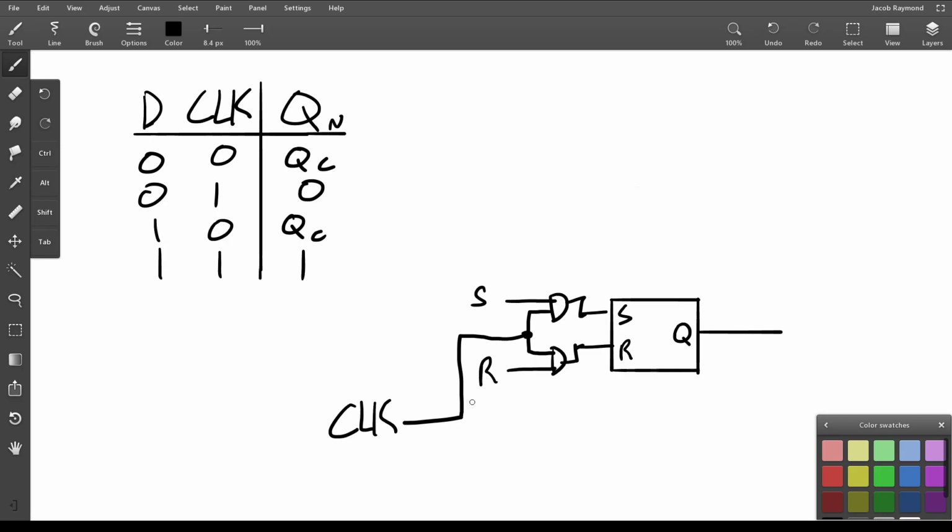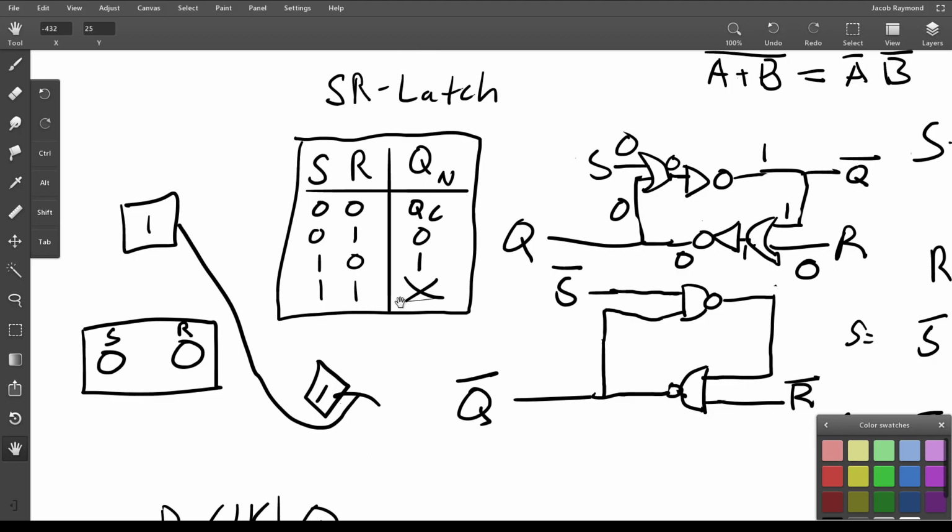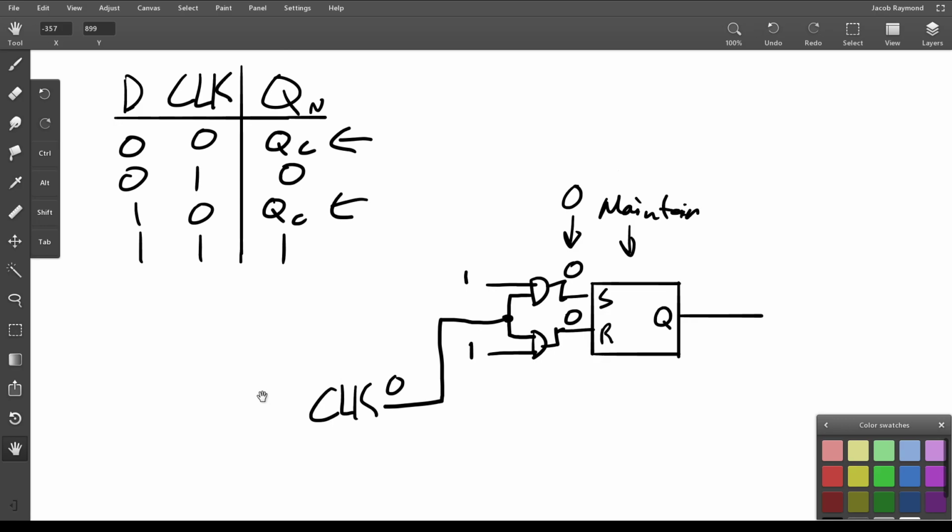How is this useful? Well, no matter what I set S and R to, let's say I set these both to 1, and I leave the clock at 0, well, 0 AND anything is just going to be 0. So whenever the clock is 0 here, both inputs to the SR latch are going to be 0, which means it's going to maintain, which is exactly what we want. According to this table here, whenever the clock is 0, which corresponds to these two rows, Q next is just Q current. And if you look at the table up here for an SR latch, the only way for Q next to be Q current is for both inputs to be 0. And so if we do this here, we've implemented the whole part of the clock.